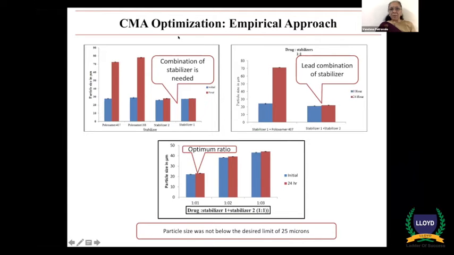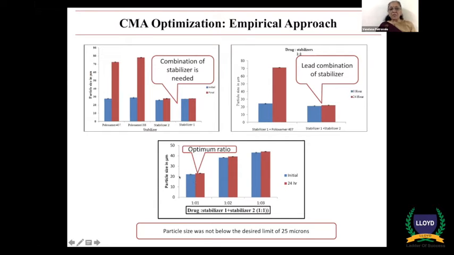By an empirical approach, we optimized the CMAs, wherein we have shown that if we use stabilizer 1 and 2 in combination, and that also a 1:1 combination, particle size remains stable over a period of time. Why did we look at 24 hours? Because once a batch is manufactured, to adsorb it onto an adsorbent, maybe 1 or 2 shifts will go. So keeping that in mind, we wanted that at least for 24 hours, this nanosuspension should be stable.